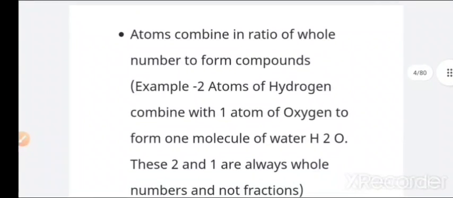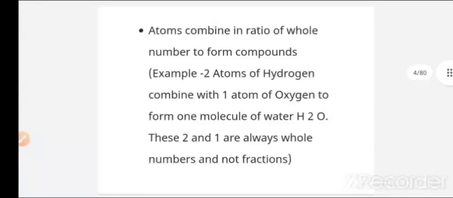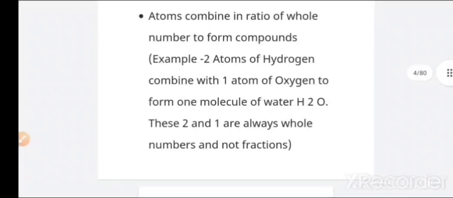Atoms combine in a whole number ratio to form compounds. Atoms combine in a fixed, whole number ratio to form compounds. Let's take the example of water, H2O. Two atoms of hydrogen combine with one atom of oxygen to form a water molecule, that is H2O. This is always a whole number.